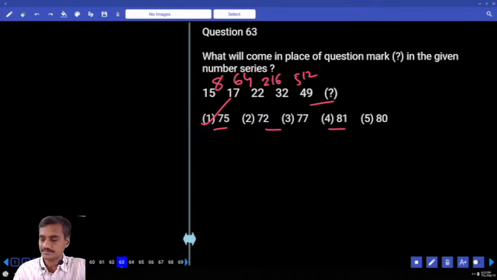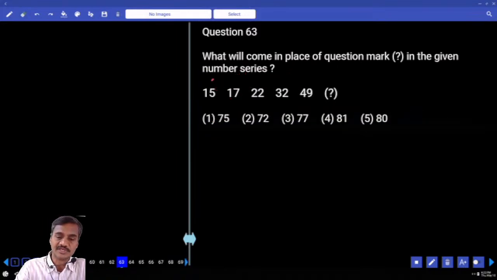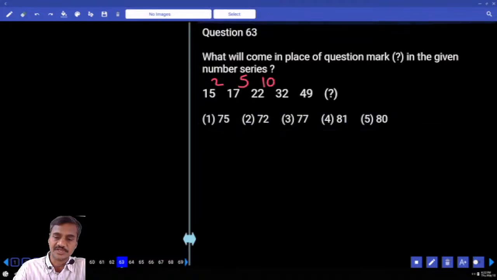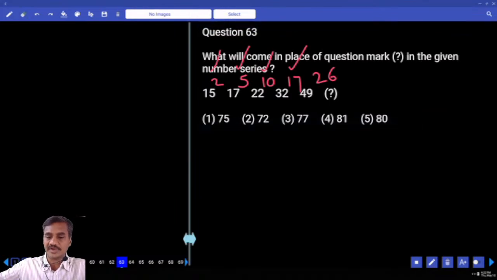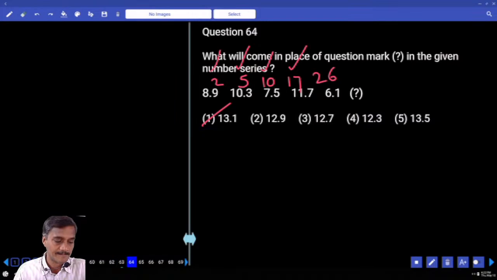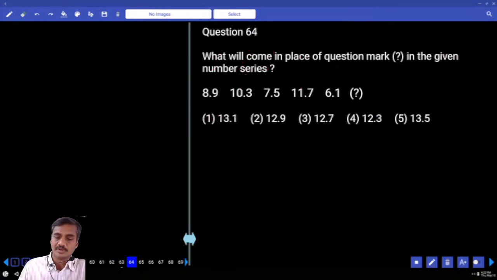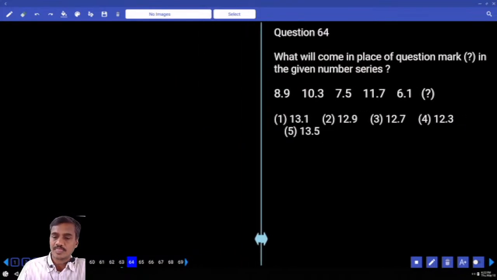Then 63. 15 and 7, difference is 2. 17, 5. And here the difference is 10. And here the difference is 7. 1 square plus 1, 2 square plus 1, 3 square plus 1, 4 square plus 1, 5 square plus 1 is 26. Now 49 plus 26, how much is that? 75, choice 1, 63.